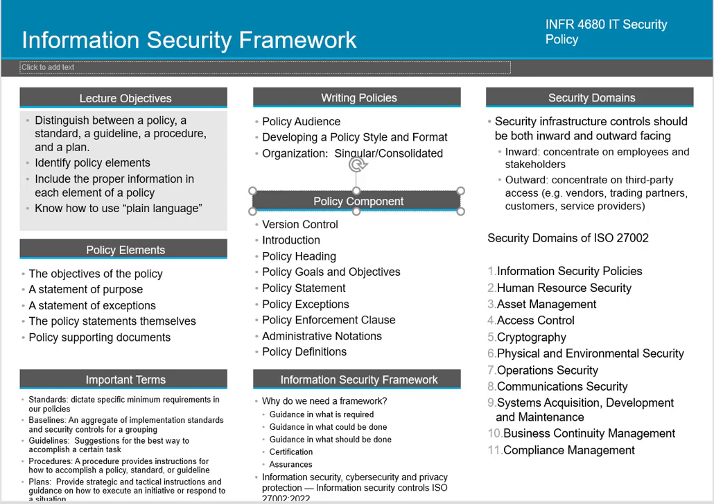Now, in terms of the policy elements, we need to know something about what the objectives of the policy are. There should be a statement of purpose, a statement of exceptions where the policy does not apply, the statements themselves, of course, and any other supporting documents. Right? So I've provided you a list of important terms you should know for this particular lecture and for the remainder of the course, actually.